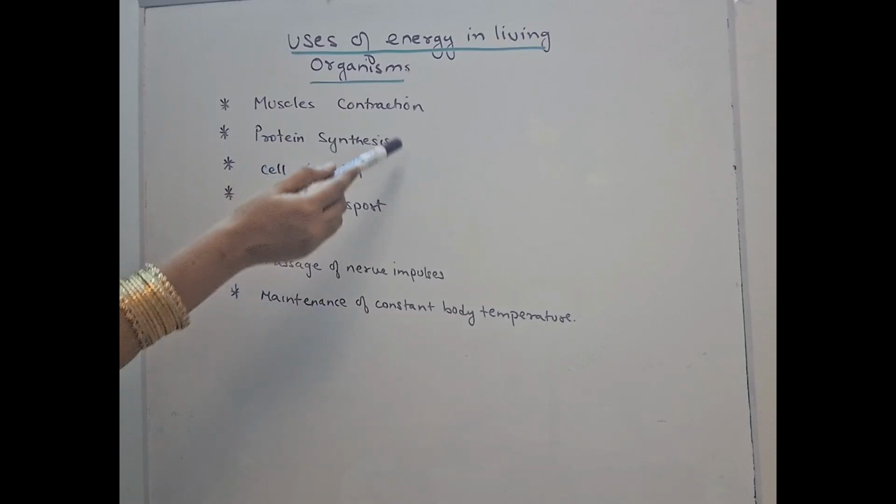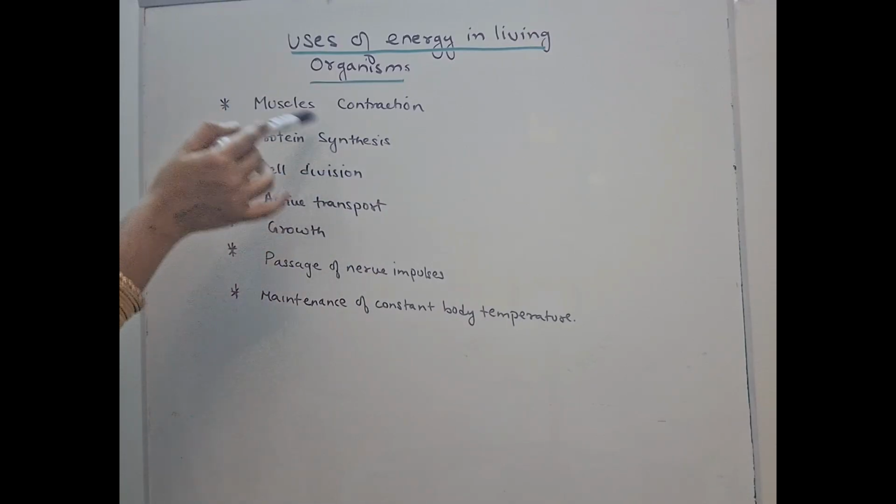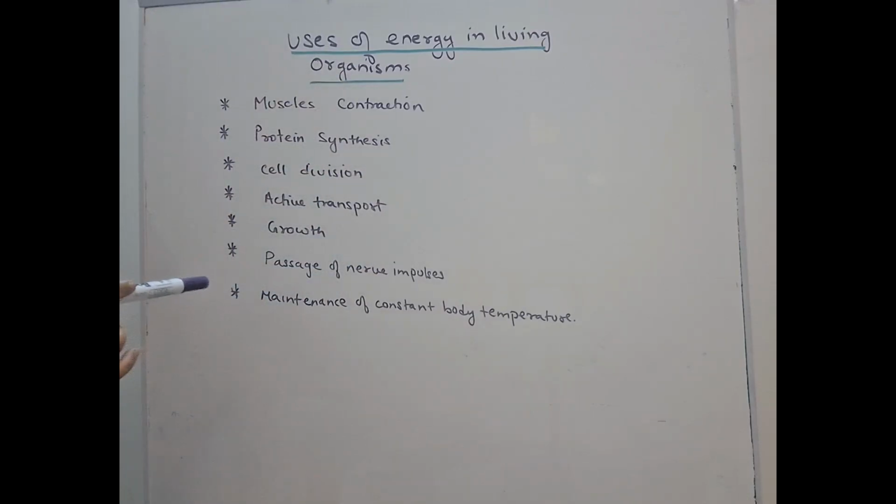Now protein synthesis is also very important in living organisms, and for protein synthesis also energy is needed. Cell division is needed; every living cell is doing cell division. That cell division also needs energy. Active transport is the process through which substances move in and out of the cell, and that process also needs energy.